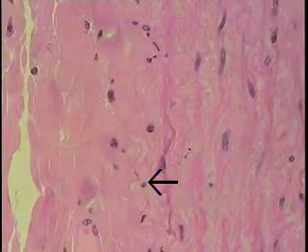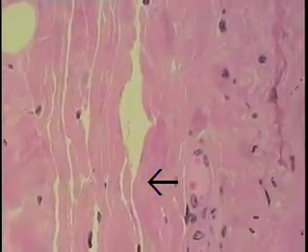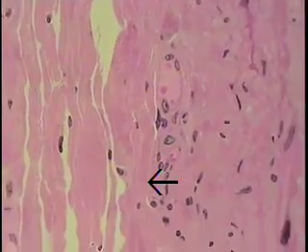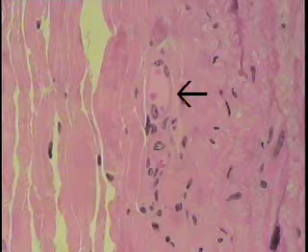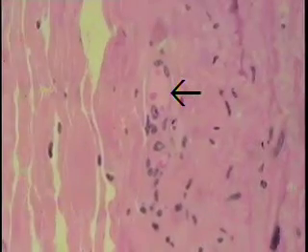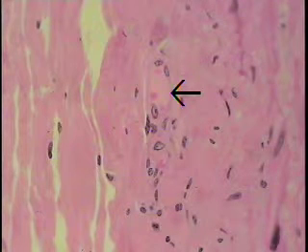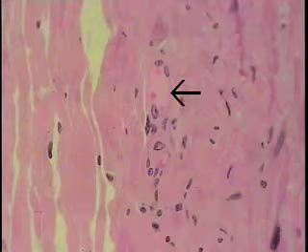Now, while examining the tunica adventitia, one will run across small blood vessels within it, such as indicated by the arrow. These are the vasa vasorum vessels, and they consist of arterioles, venules, and capillaries.